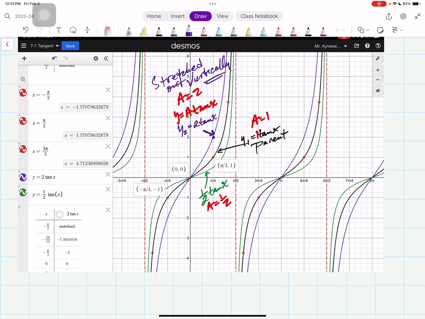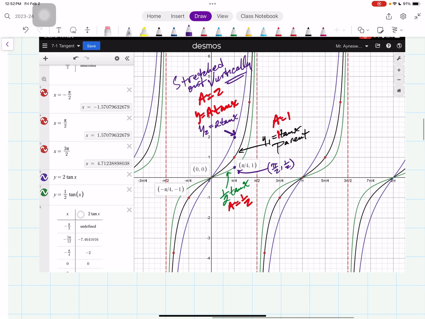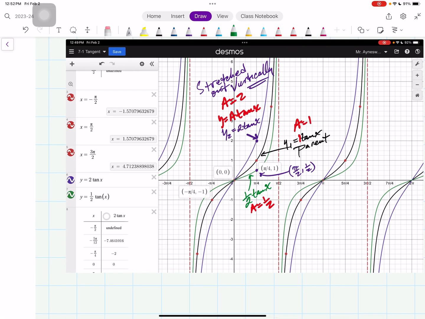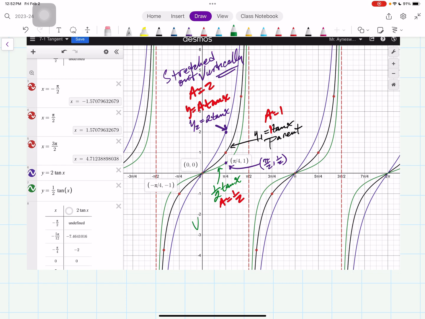If a is 1/2, guess what? At pi fourths, instead of pi fourths comma 1, it is pi fourths comma 1/2. Look right there. That right there is pi fourths comma 1/2. The y values are half as big. So it's a vertical shrink. So in green, when a is less than 1, it is a vertical shrink, or vertical compression, however you want to say it, shrink or compression.